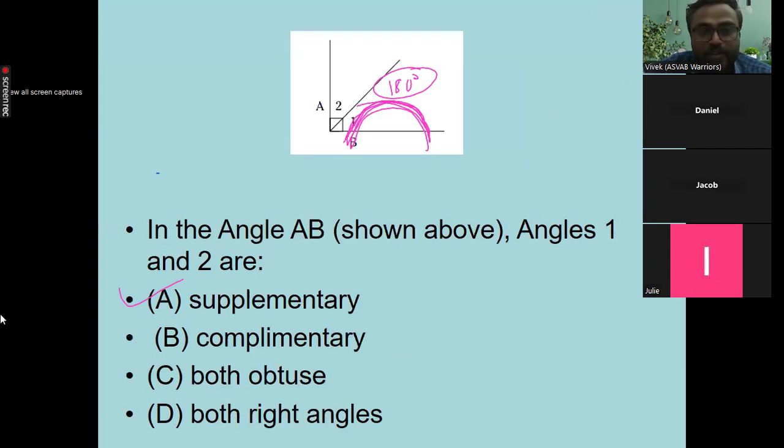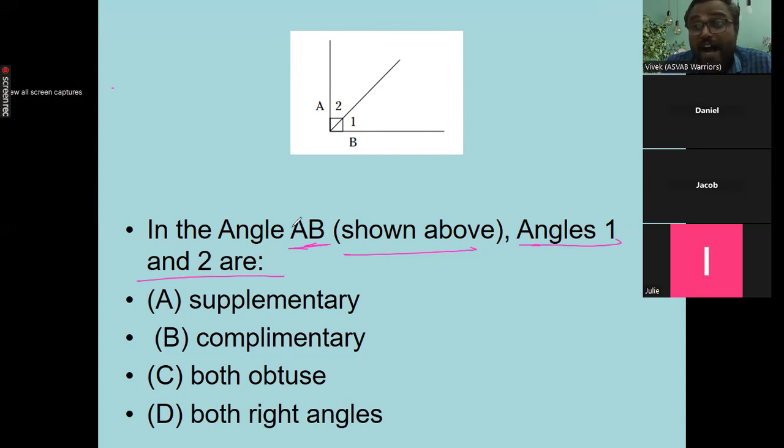Now, if you see this question, this has also appeared in your sample papers. So let us try to understand this question. In the angle AB shown above, angle 1 and 2 are what? They are basically adding up to 90 degrees. So what does that mean? They are complementary. Supplementary means they add up to 180 degrees. Complementary means they add up to 90 degrees. Okay. They are not both obtuse. Obtuse is greater than 90.